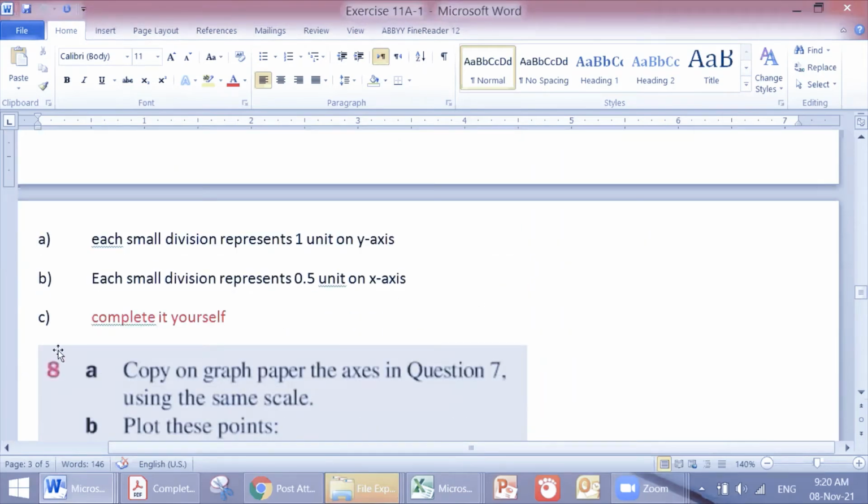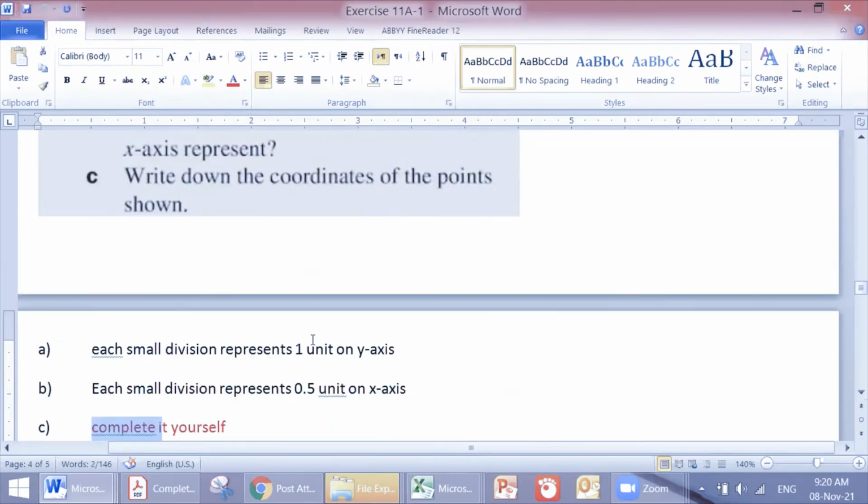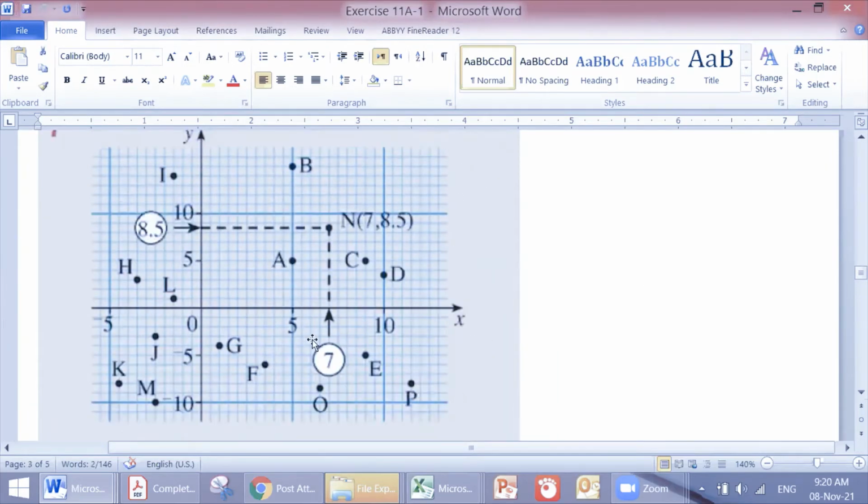Now you also have to complete this part C. Part C you have to do by yourself. All the coordinates you can find very easily. One is already done: 7, 8.5. You can take it from here also. It is written that it is on number 7.